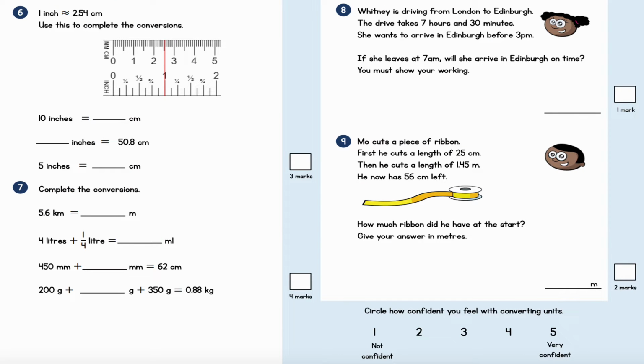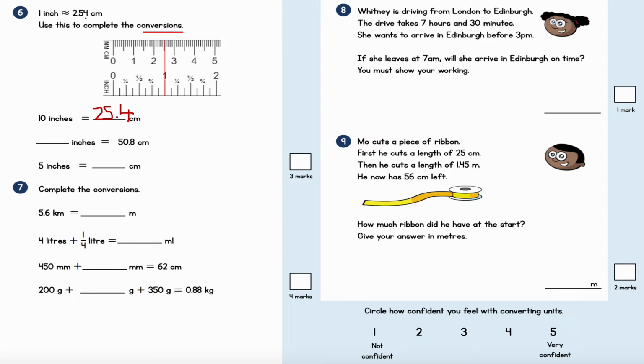This is question number 6, guys. 1 inch is approximately 2.54 centimeters. Use this to complete the conversions. Okay, 10 inches is equal to 25.4. I'm multiplying 2.54 by 10. So I move it 1 decimal place to the right.